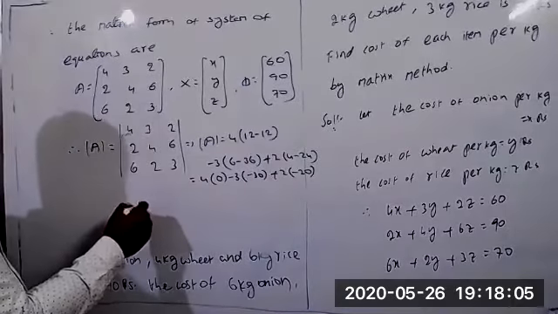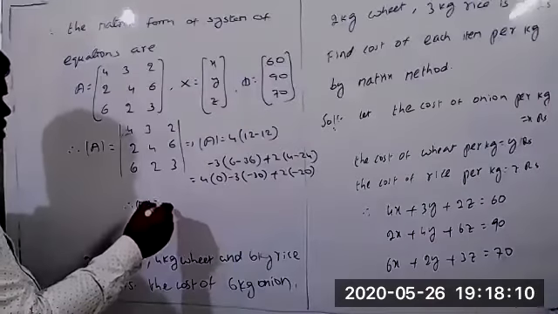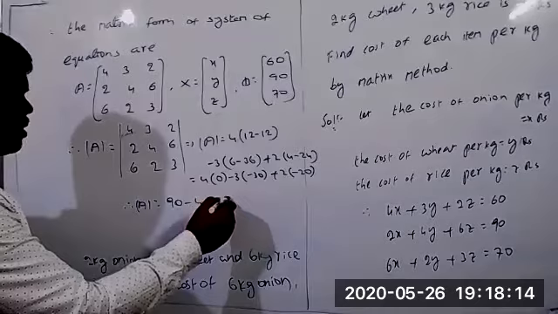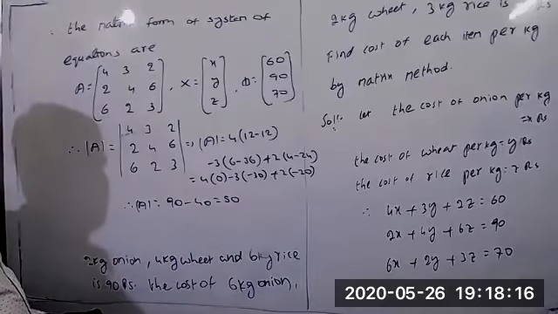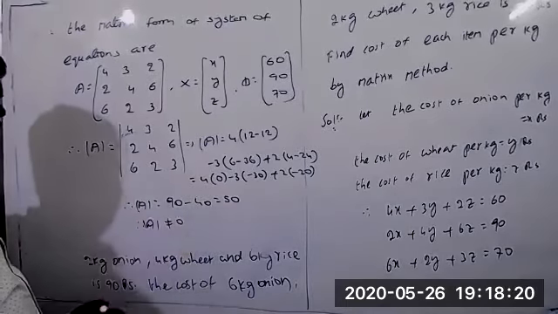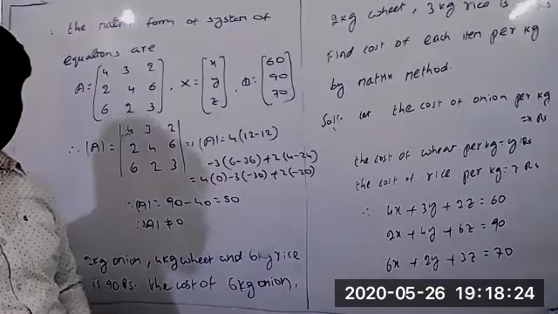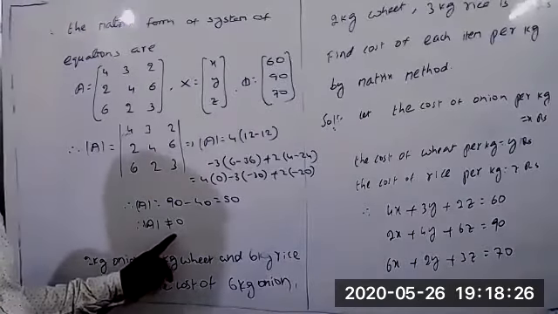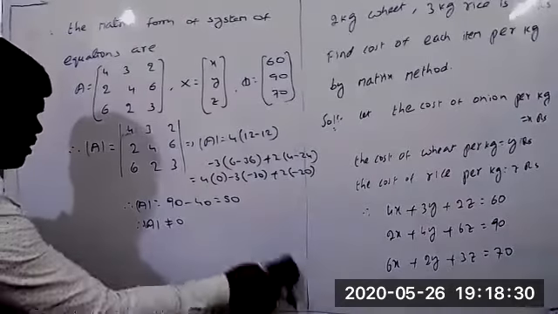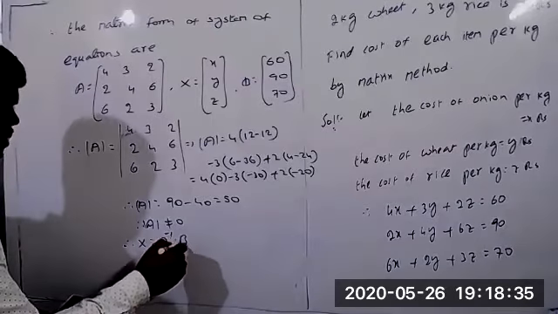So determinant of A equals minus 3 into minus 30, which is plus 90, and minus 40, which equals 50. So determinant of A is not equal to 0, which means A is a non-singular matrix and the inverse exists. Therefore, X equals A inverse into B.